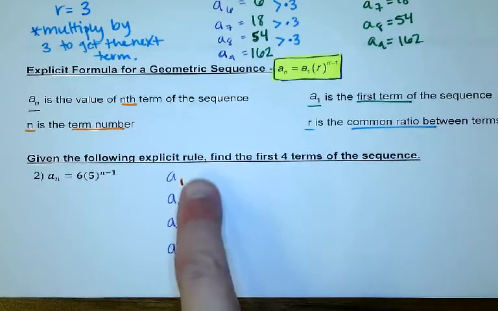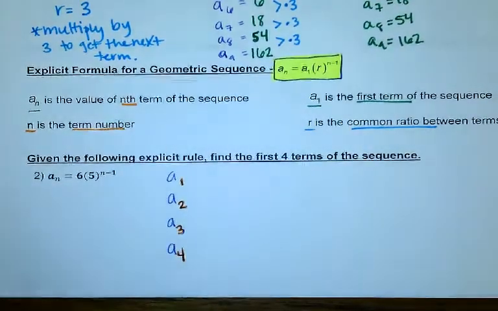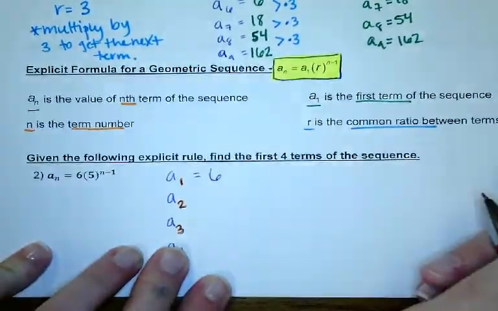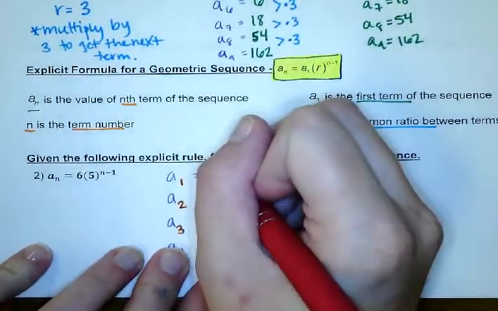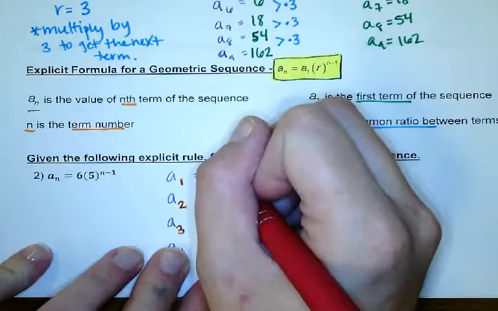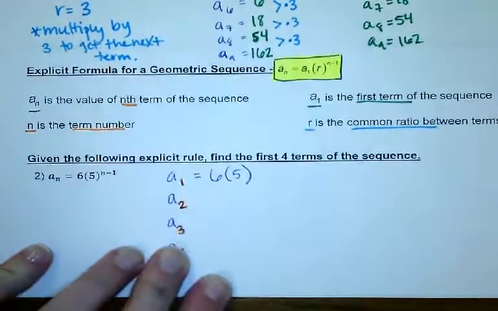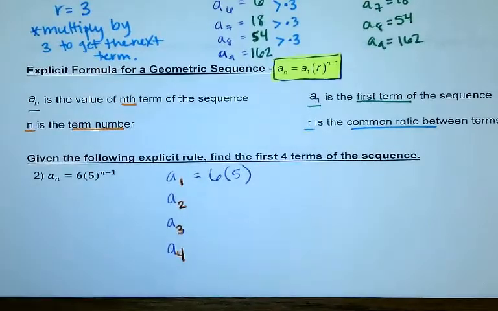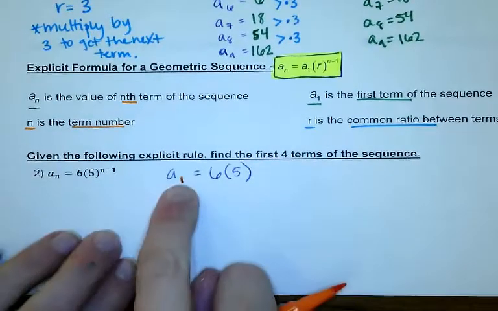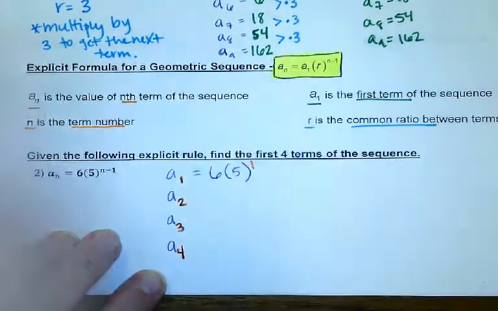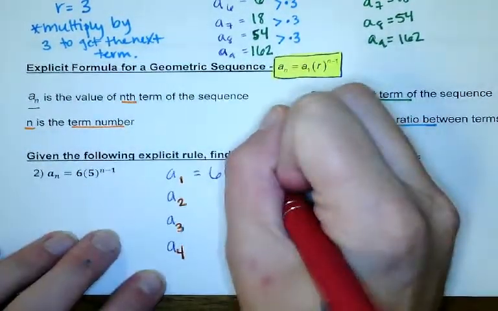So when we do this, we're going to write it out: a sub 1 is equal to 6, parentheses 5, to the n minus 1. Well, in this case, for my first term, my n is just equal to 1. So that's just going to be 1 minus 1. Do y'all feel comfortable with that?